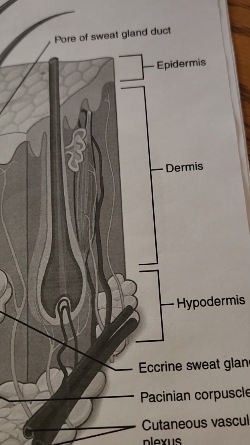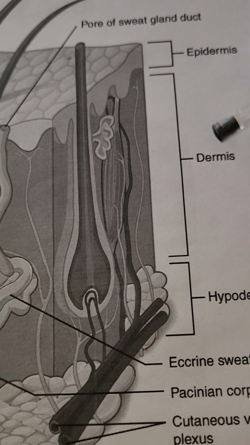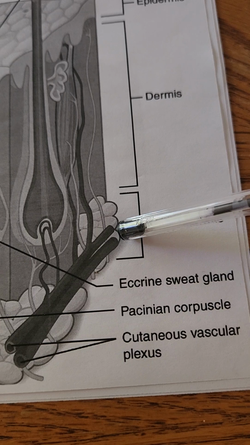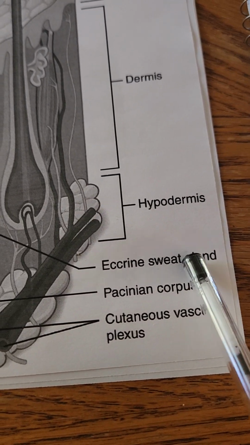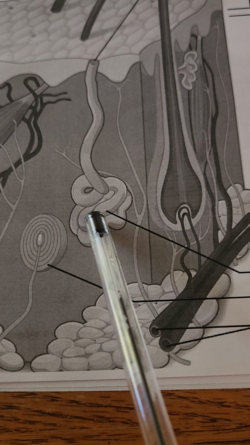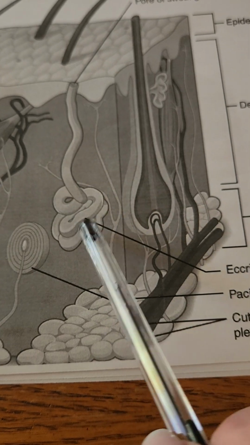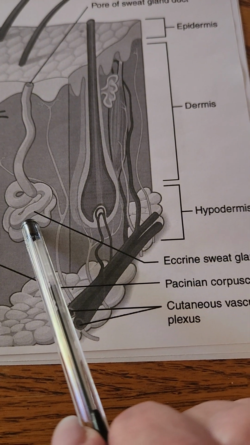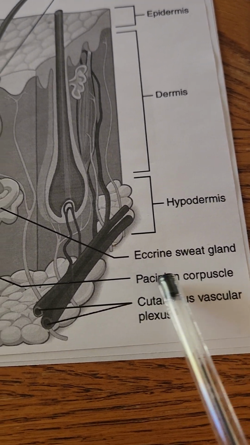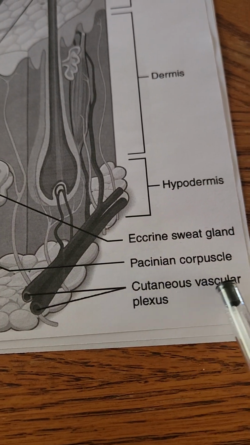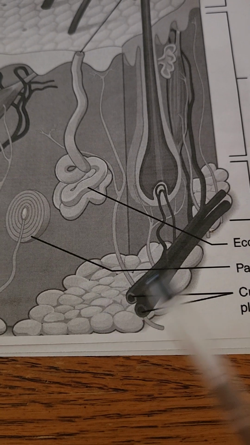Epidermis is the top part, epidermis. Then the middle part is the dermis here. We have the hypodermis, which is way down deep. We have a sweat gland here. That's why we have the sweat gland duct. Comes all the way down to the hypodermis of the skin. Pacinian corpuscle, right there. And we have cutaneous vascular plexus there. Get back around. So that is what a piece of the skin would look like.